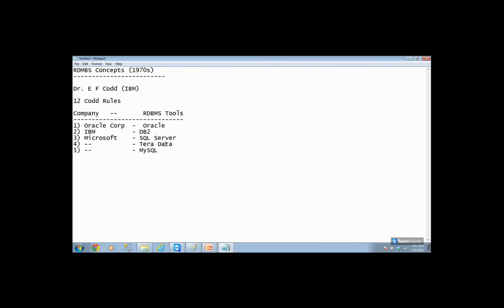Clear? RDBMS even today is so popular, even though it was developed in the 1970s, around 1976. During that time Dr. E.F. Codd was working for the IBM company. This guy came and created this paper. Based on this theory, so many companies have developed so many software products.